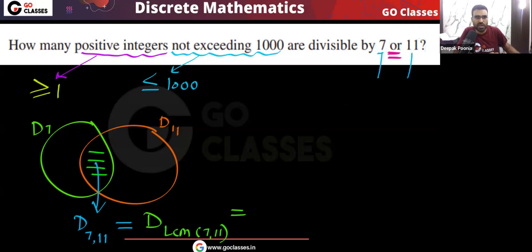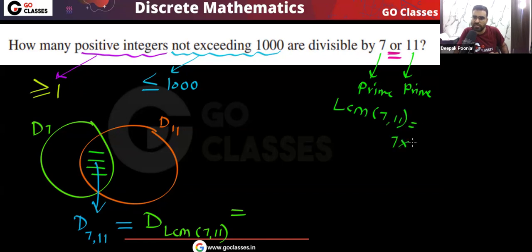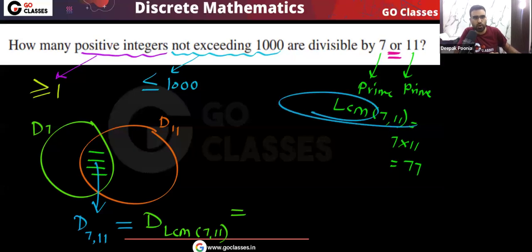If you remember, I told you that 7 and 11 are both prime numbers, yes or no? So what is the LCM of two prime numbers? Remember, 7 is prime and 11 is also prime. So what is the LCM of prime numbers? LCM of 7 and 11 will be equal to just the multiplication. Just multiply them, that will be 77. So finding the LCM of two prime numbers is very simple. You just have to multiply them.